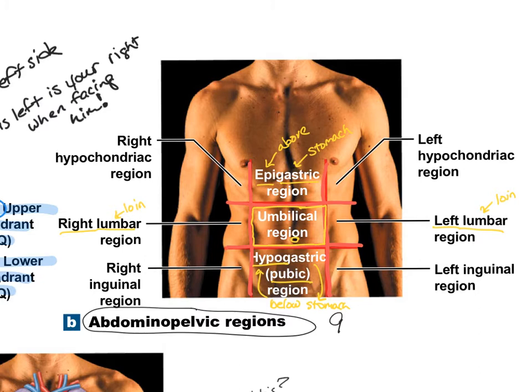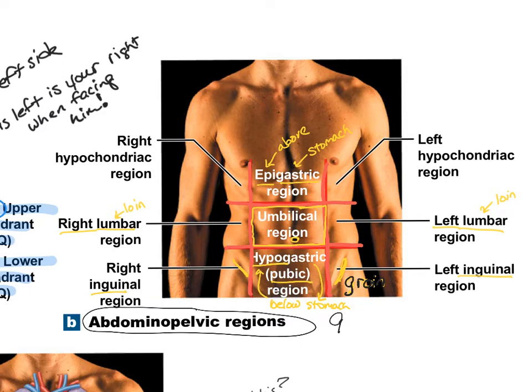If we look below the lumbar regions, we'll see the inguinal regions. So the inguinal regions are in the same landmark area as the inguinal landmark that we had mentioned previously. So we have the right inguinal region and the left inguinal region. If you remember again, inguinal means groin. Then the last 2 that we have are on either side of the epigastric region.